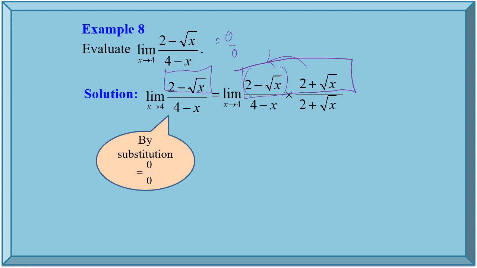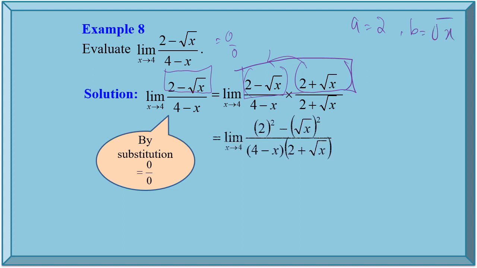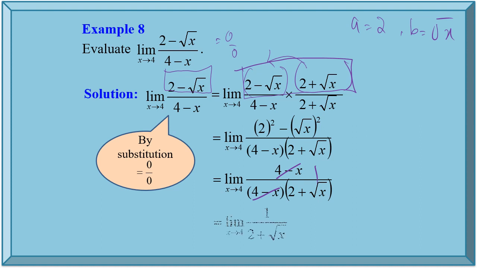So expand the numerator, what do we have? A is equal to 2, B is equal to square root of x. So we have 2 squared minus square root of x squared. The denominator is 4 minus x multiplied with 2 plus square root of x. So for the top one, we have 4 minus x. So we can cancel out 4 minus x here with the denominator. So 1 is left at the top. So it will be 1 over 2 plus square root of x.